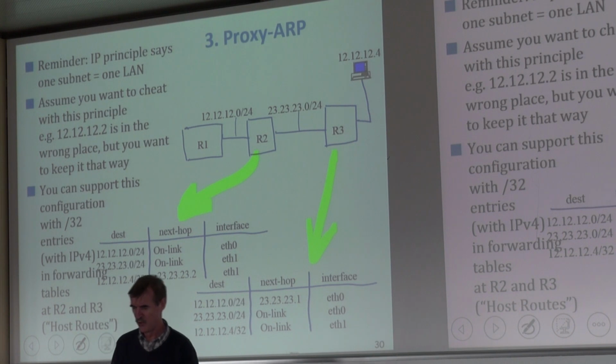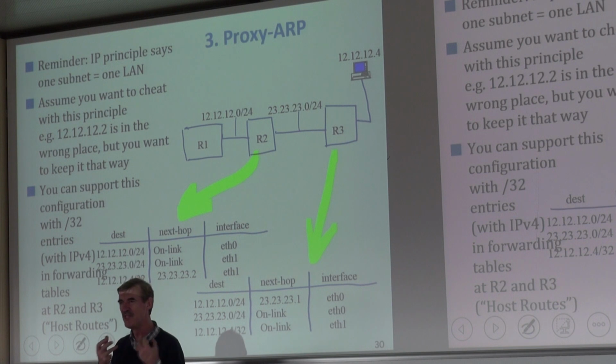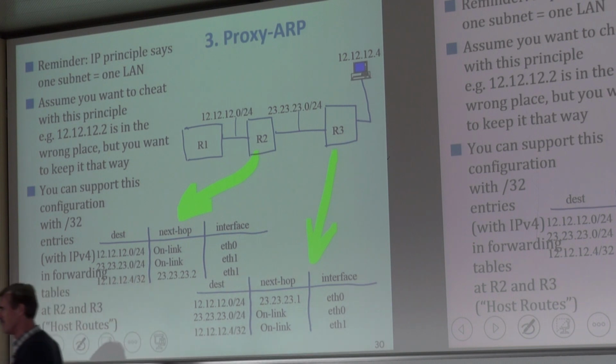Proxy ARP is when you want to cheat. So everything we do in this chapter is cheating. We're cheating with IPv6, IPv4, we're cheating with packet sizes. Now we cheat with something really bad and ugly, but that's often done.